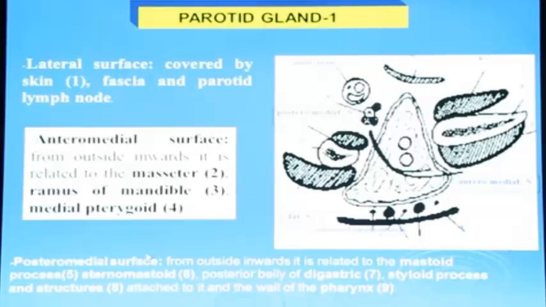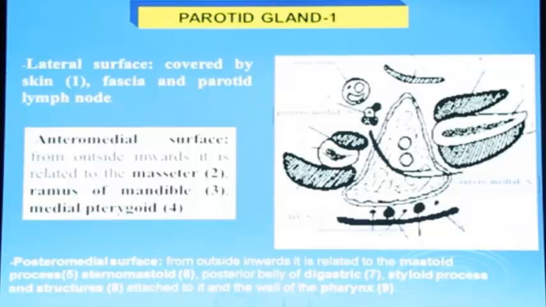The posteromedial surface, from outside, is related to the mastoid process. This is the posteromedial surface. We have the mastoid process, sternocleidomastoid muscle, posterior belly of the digastric, styloid process and the structures attached to it, and the wall of the pharynx.